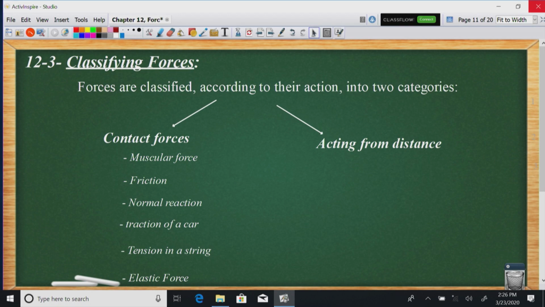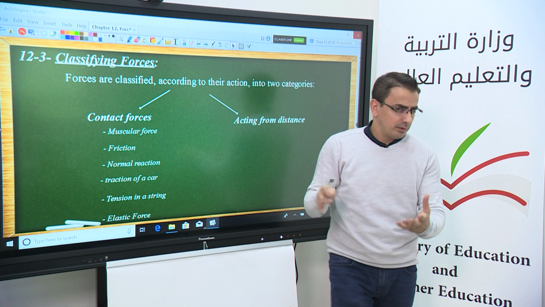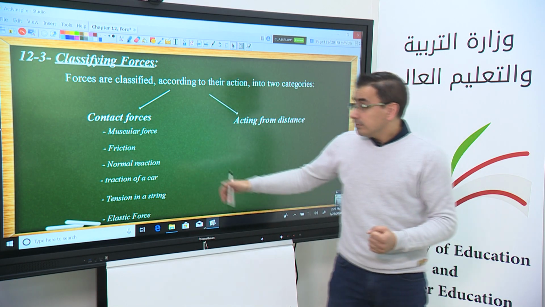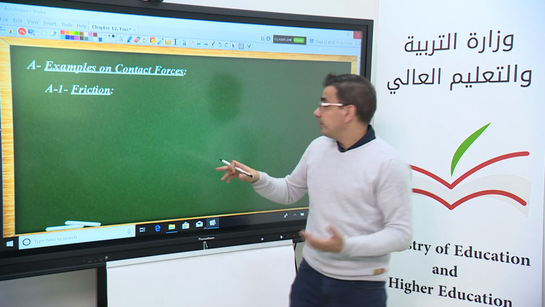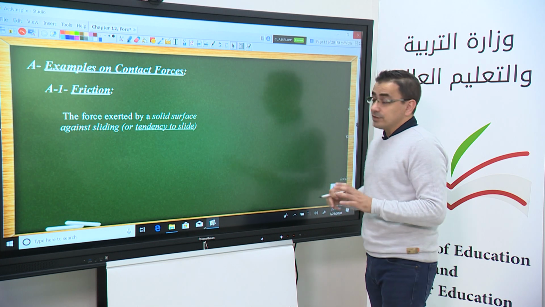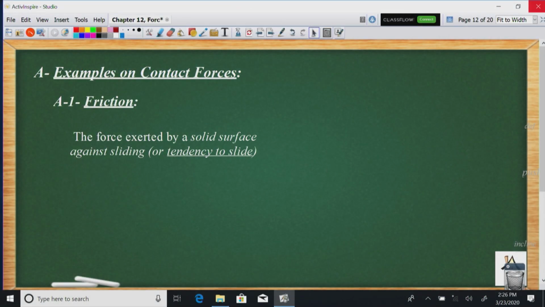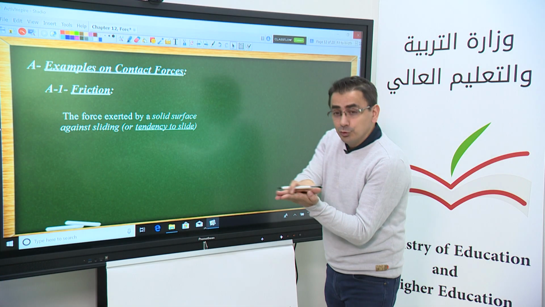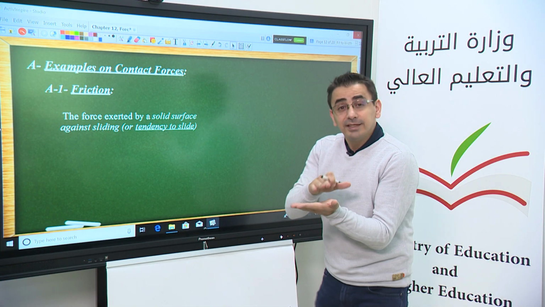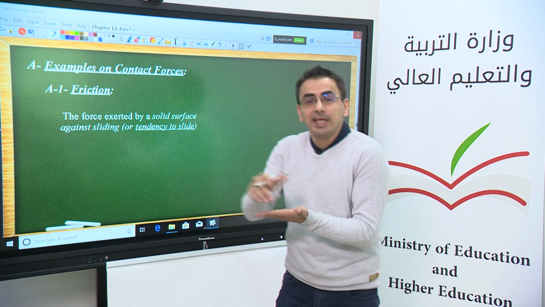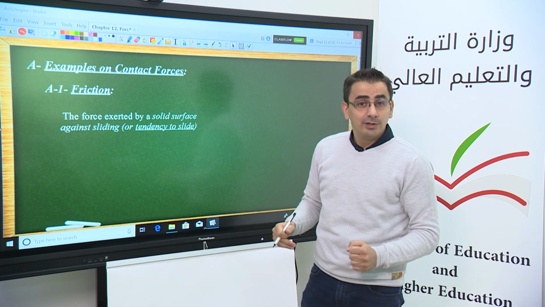Okay? For example, muscular force is something simple. I expect most of us to know them. Friction. What is frictional force? Anytime we have a certain solid surface and another object placed on it, there might be some friction. Why may be some friction? Okay? If that object tries to move and the surface is rough, you might expect some resistance against that motion. We call it friction.